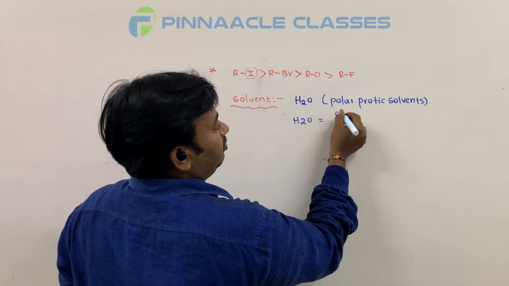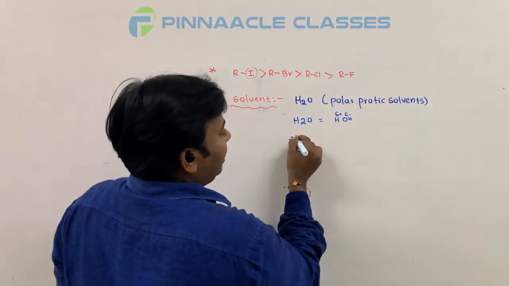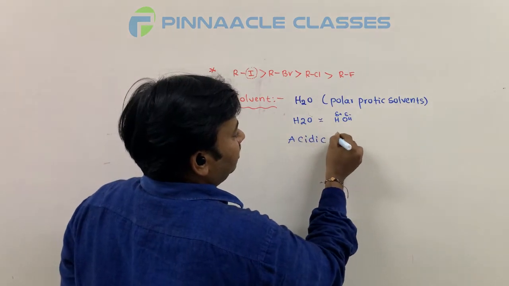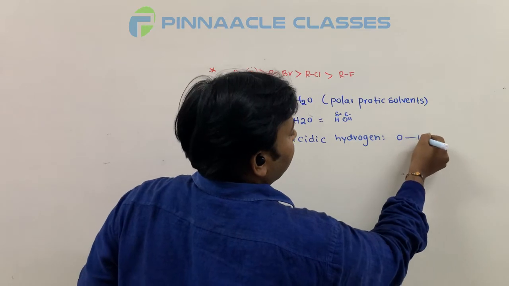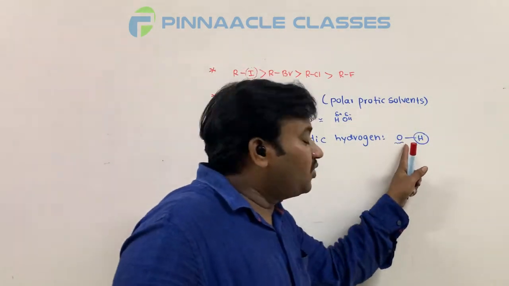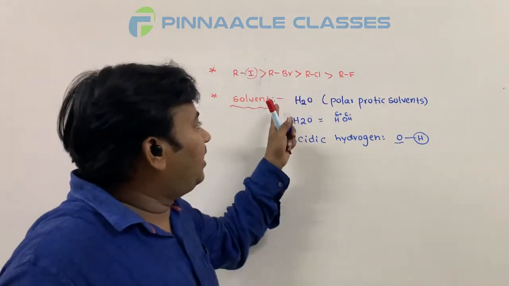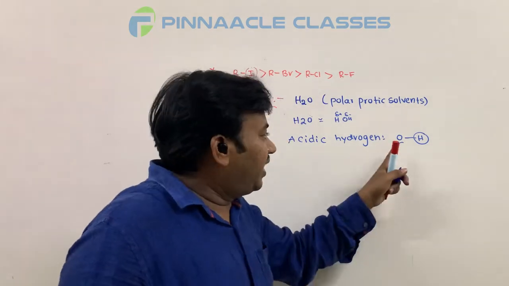So it has partial positive charge and partial negative charge, and it also contains acidic hydrogen. It must contain acidic hydrogen. Like here, the hydrogen which is attached to a more electronegative atom is said to be acidic hydrogen. So a solvent must have polarity, an electronegativity difference, and also acidic hydrogen.